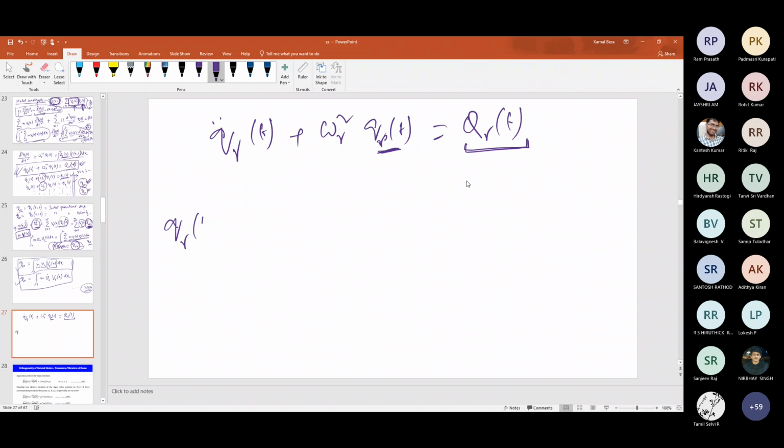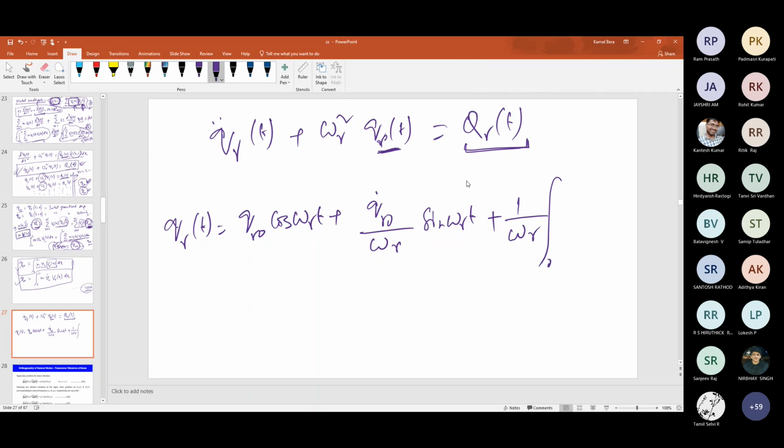So what is the solution? Q_r(t) is equal to Q_r(0) cosine omega t. Remember, don't forget the single degree of freedom system, right? Plus, since we are considering an undamped system only, Q_r dot(0) divided by omega_r, sine omega_r t, plus then the Duhamel integral. So m is 1 here, so 1 by omega_r, integral from 0 to t of Q_r(tau) sine omega_r (t minus tau) d tau. Done. That's all.